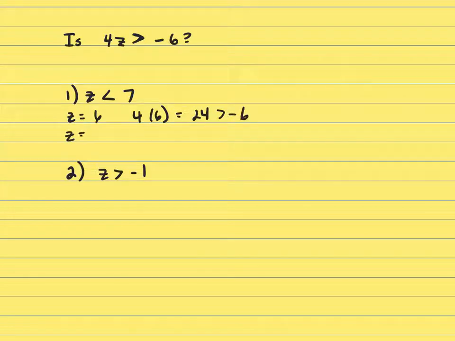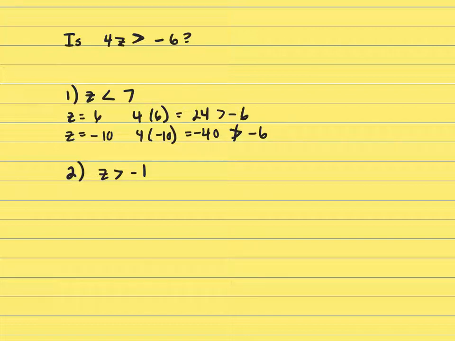But what if z is negative 10? Negative 10 is less than 7. That would be 4 times negative 10, which is negative 40, and negative 40 is not greater than negative 6, it's less than. Your clue has to work all the time.